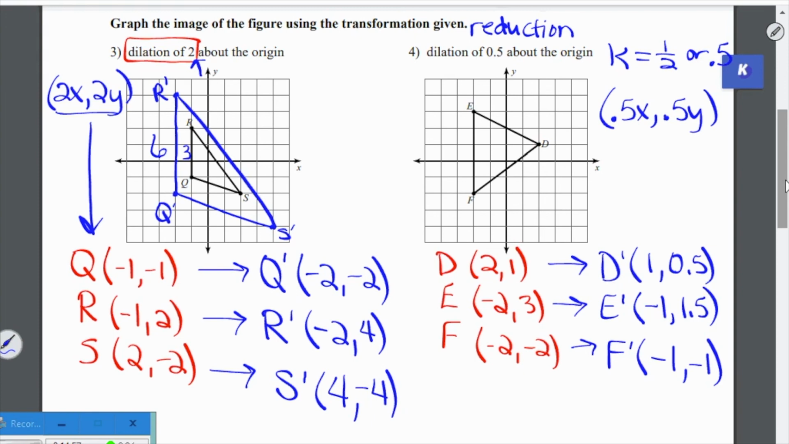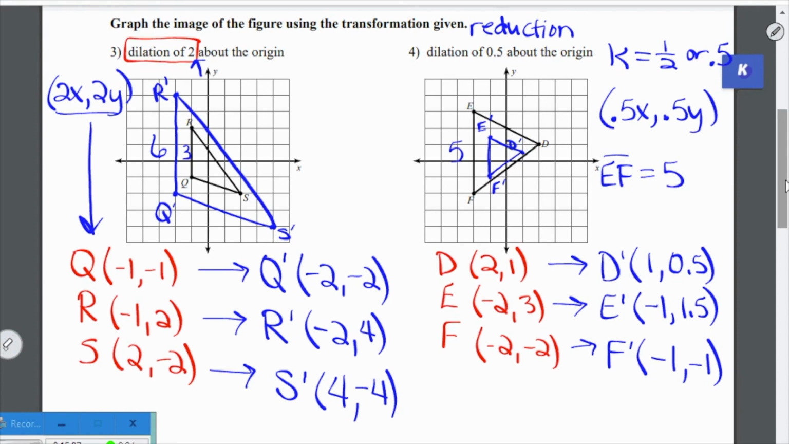So 1 and then 1/2. That's a really hard one to do, but there's D prime. -1, 1.5. There's E prime. And F would be -1, -1. So there's F prime. And okay, let's figure out 1, 2, 3, 4, 5. Okay, so the length of EF equals 5.